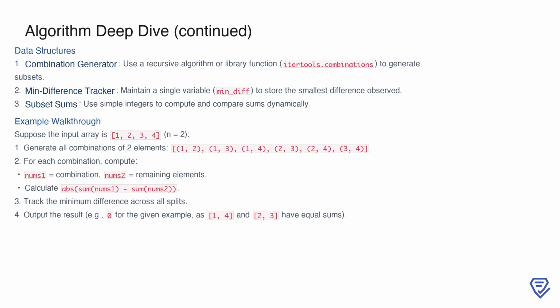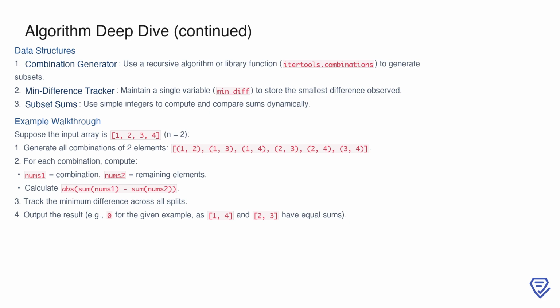The possible combinations of two elements are 1, 2; 1, 3; 1, 4; 2, 3; 2, 4; 3, 4. For each combination, nums1 is the selected pair, and nums2 consists of the remaining elements. We compute the absolute difference for each split and track the minimum. In this case, the result is 0, as the subsets 1, 4 and 2, 3 have equal sums.